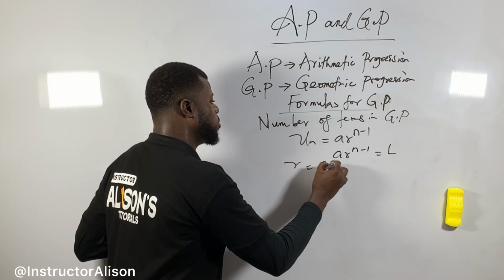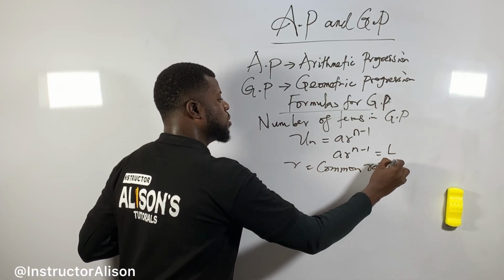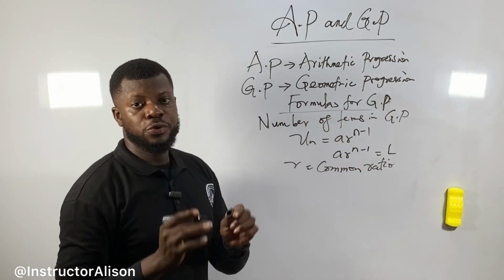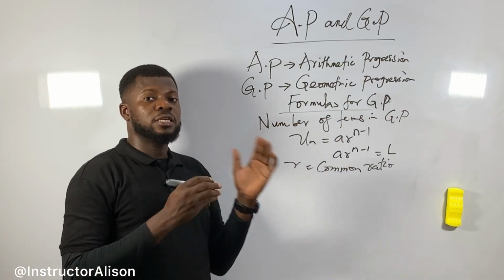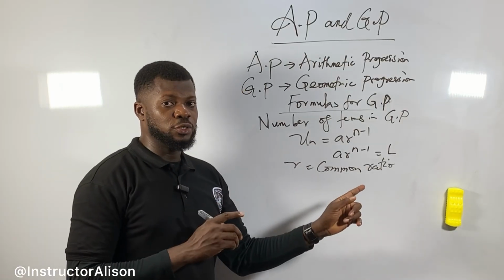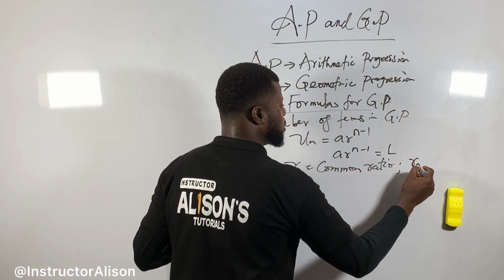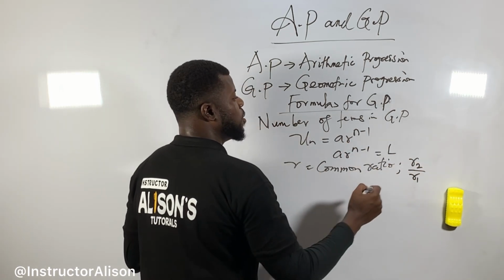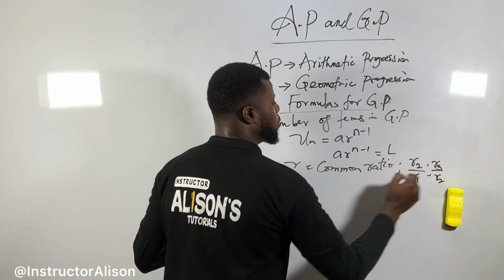r is now the common ratio. r is no longer the common difference, so now it is the common ratio. The common ratio for GP is different from the common difference for AP. Remember, this one is a common difference, this one is a common ratio. To get this common ratio, you always divide the second term by the first term, or the third term by the second term.